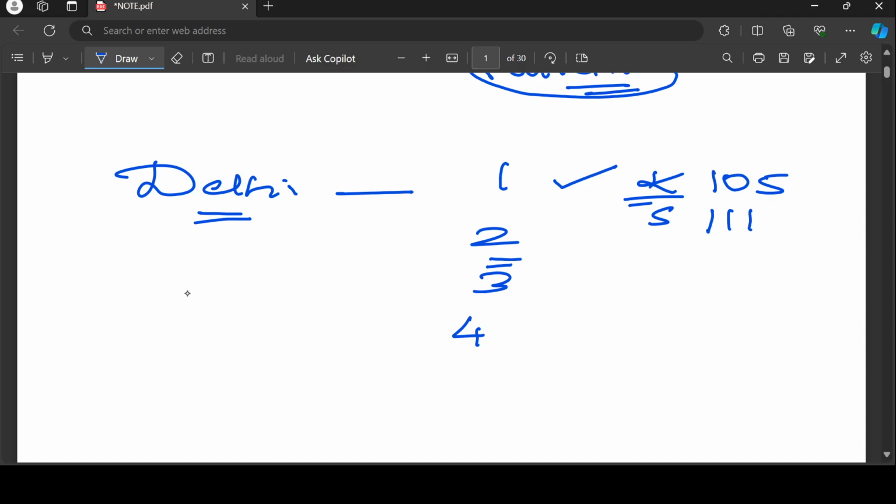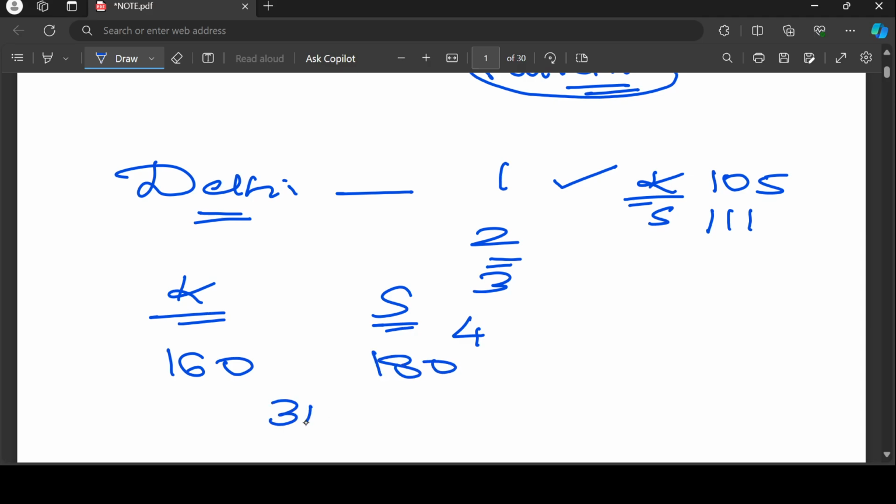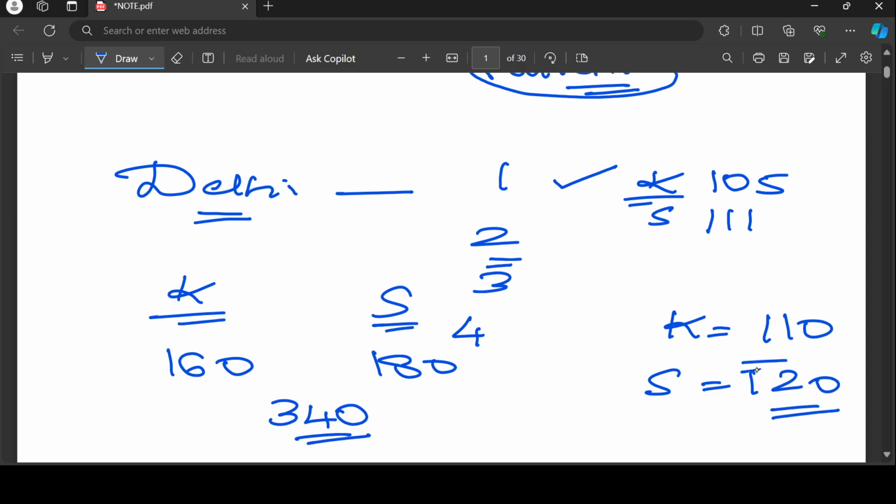The overall marks for knowledge is 160, and for skills it is 180. Together they are 340. The pass rate varies, but your target should be very high. For knowledge, target at least 110 or so, and for skills target 120. Target a minimum of 65-70% for the exam. All right.